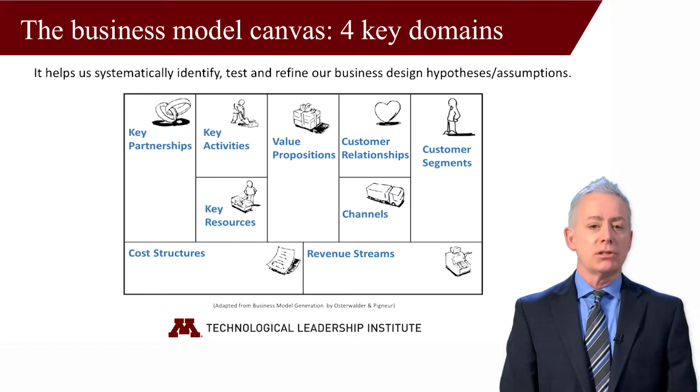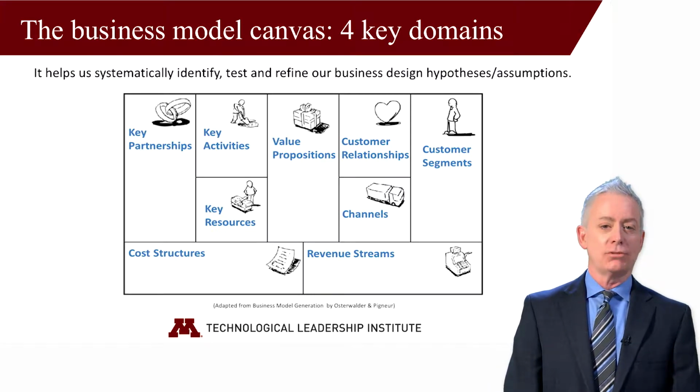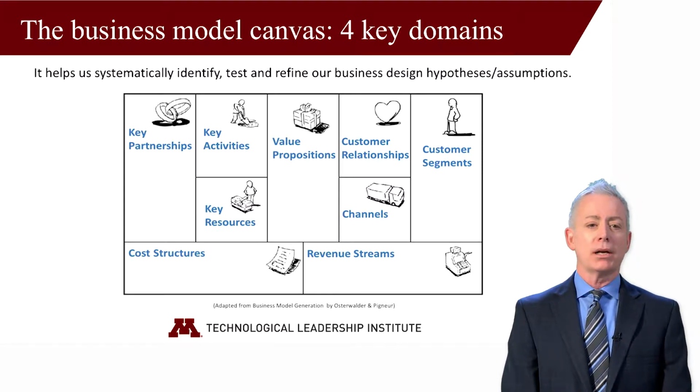The Business Model Canvas is made up of 9 interrelated building blocks that you see here. The value of the canvas is that it guides us to systematically identify, test, and refine our business design assumptions, or hypotheses, in the 9 building blocks that are essential for any successful business model. In this introduction, I'm going to summarize the canvas by discussing 4 key domains that encompass these 9 building blocks.